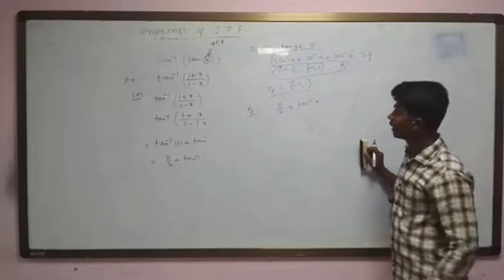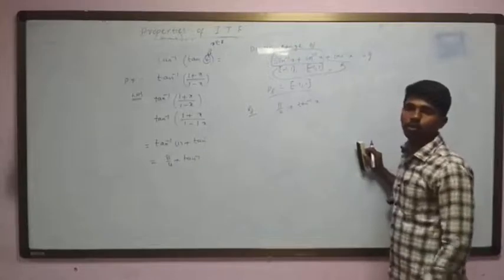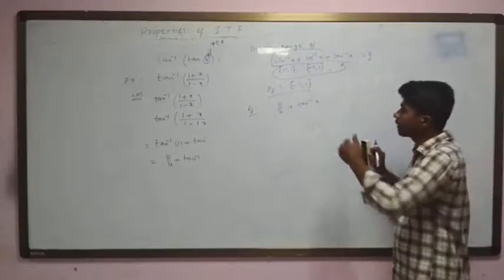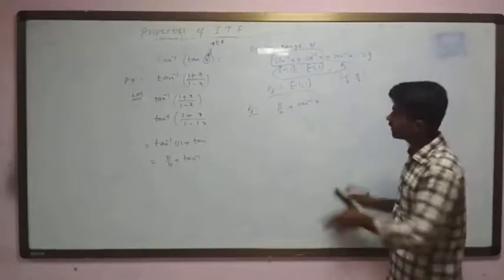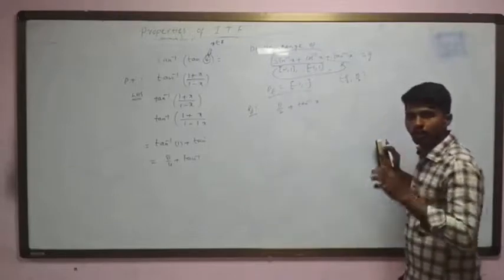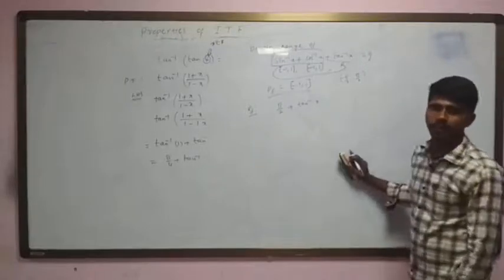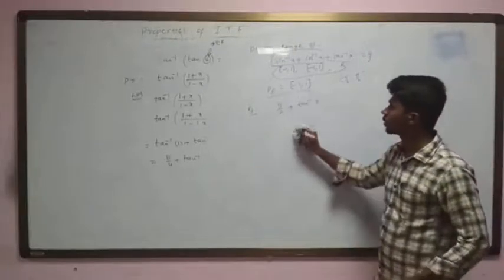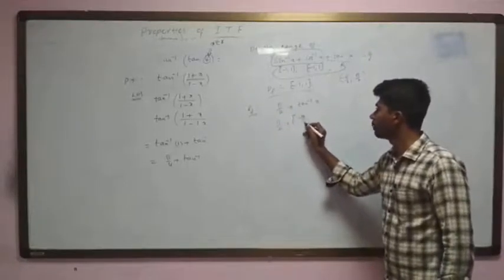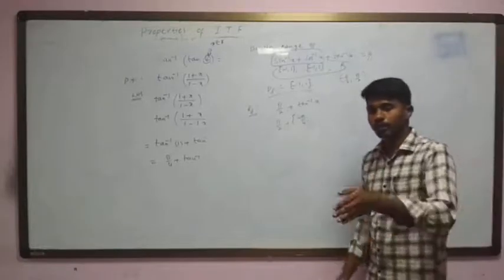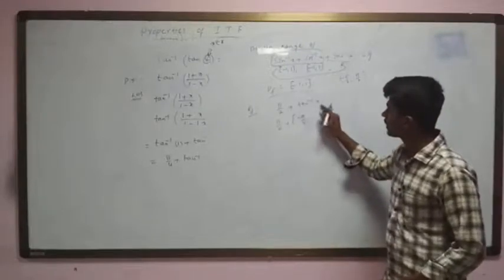But its range depends on the domain. If the domain is all real numbers, we will get minus pi by 2 to pi by 2. But you see, the domain of the given function is minus 1 to 1. So accordingly we have to take its range. If x is minus 1, what is our range? tan inverse of minus 1, which is minus pi by 4. So if x is 1, what is tan inverse 1?